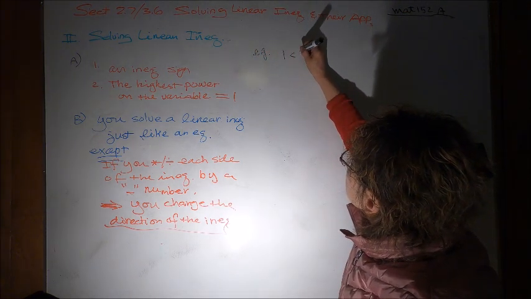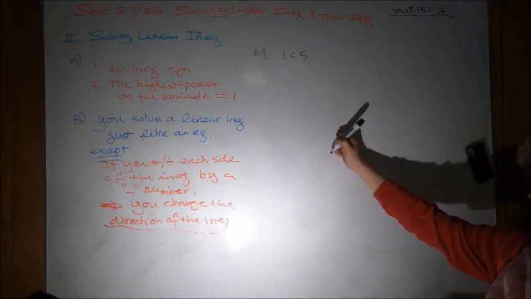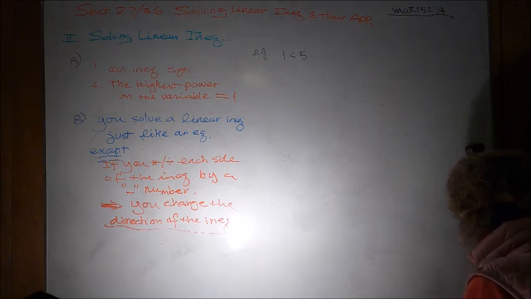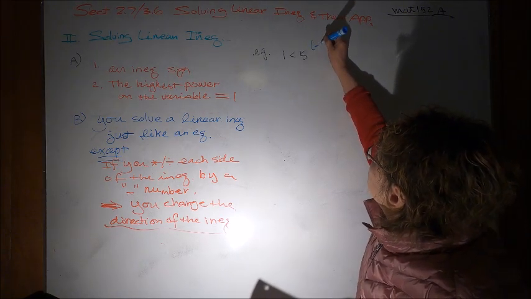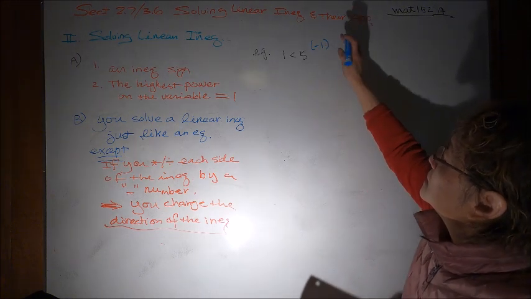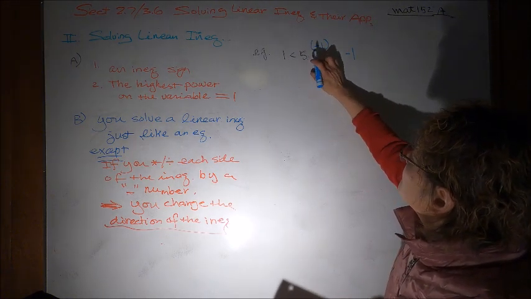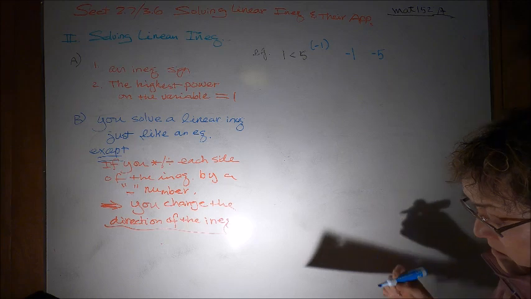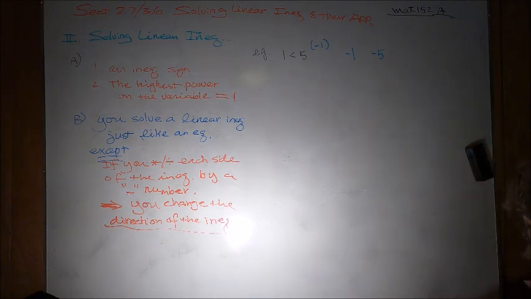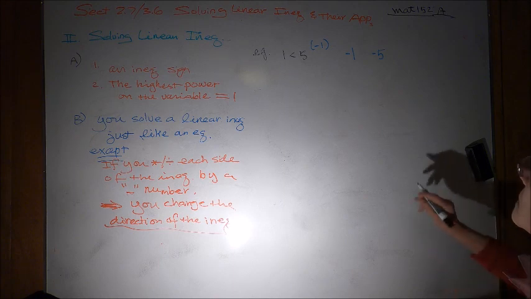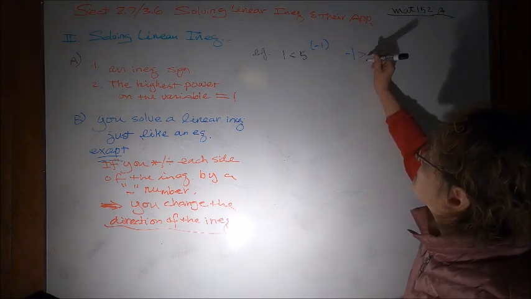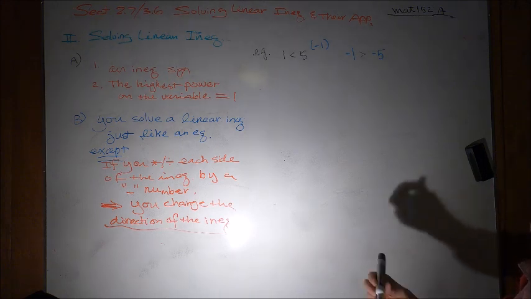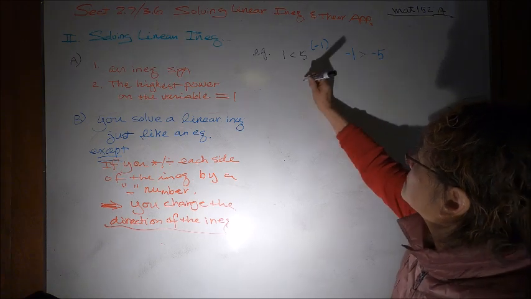It's 1 less than 5, right? If I multiply them by a negative number, let's see. 1 times -1 is -1. 5 times -1, that would be what? -5. Right? Which one is bigger? Which one is smaller? See? -1 is bigger. What happened to the signs? The direction changed. Smaller becomes bigger.